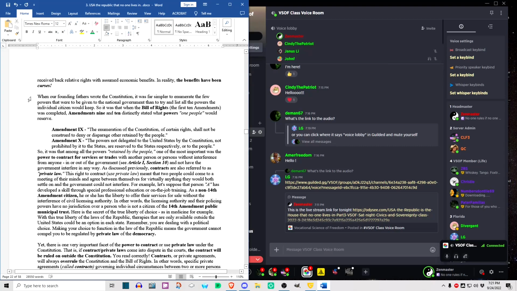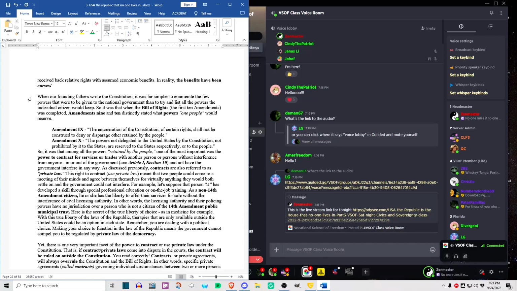Okay, to continue. When our founding fathers wrote the Constitution, it was far simpler to enumerate the few powers that were to be given to the national government than to try and list all the powers the individual citizen would keep. So it was that when the Bill of Rights, the first 10 amendments, was completed, Amendments 9 and 10 distinctly stated what powers the people would reserve.